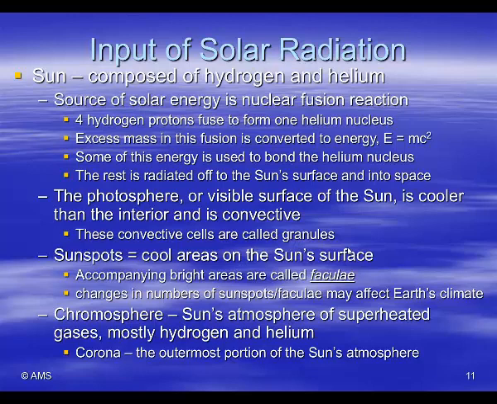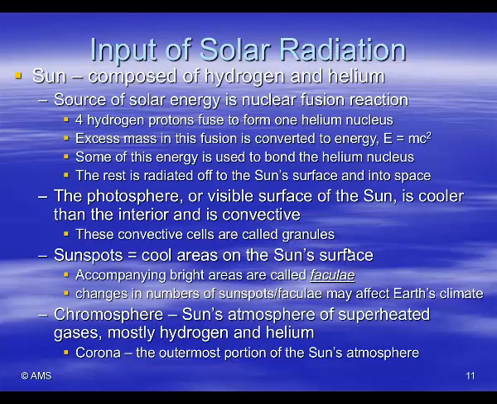The Sun's composed of hydrogen and helium, and the energy we get from the Sun comes as a byproduct from a nuclear fusion reaction. Nuclear fission is where we break an atom apart. Nuclear fusion is where we push them together. So what we see is that 4 hydrogen protons fuse together to form one helium nucleus.